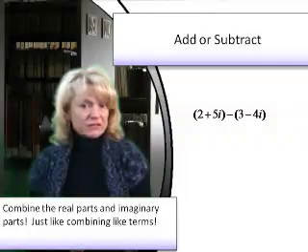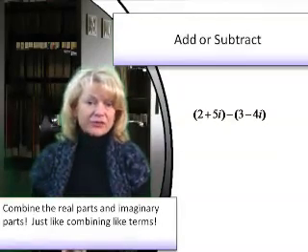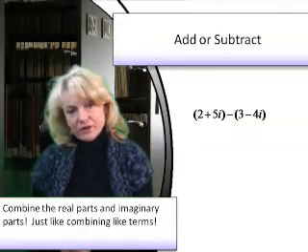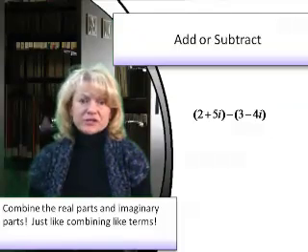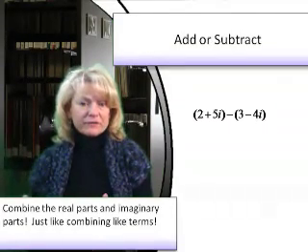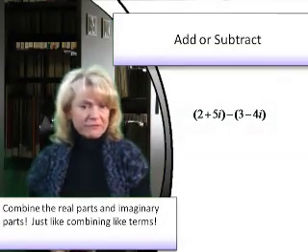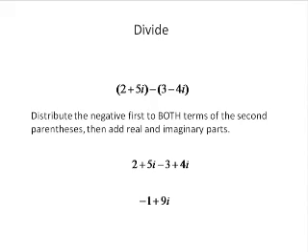Next, we move on to subtraction of complex numbers. And we're going to add the real parts, we'll add the imaginary parts. Start by distributing the negative to free up all of the terms. And after doing so, the problem is a matter of adding like terms.